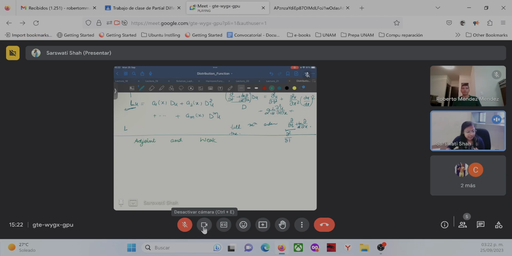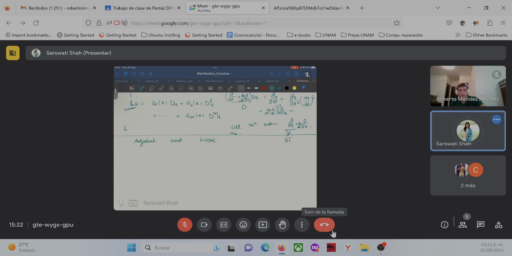So this is very basic. You already know what an adjoint is, what a weak solution is, and what a Heaviside function is. So this is the thing which we are going to discuss.